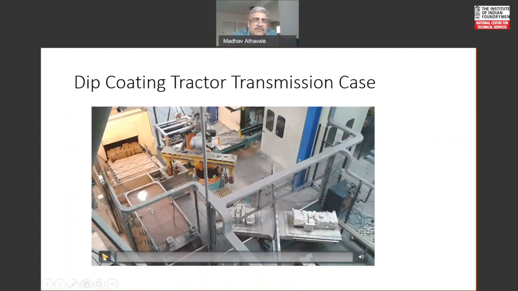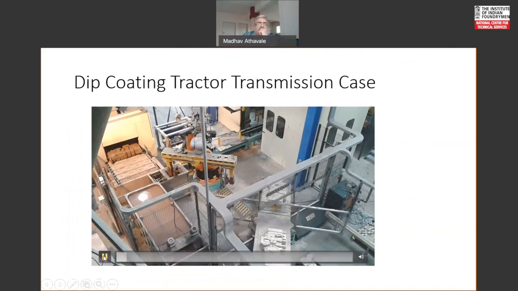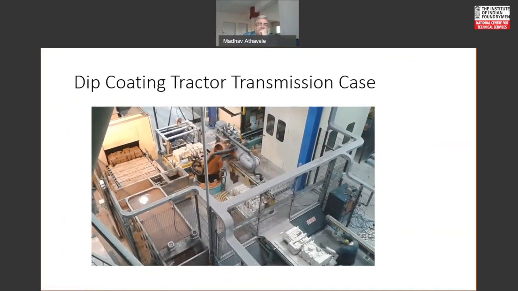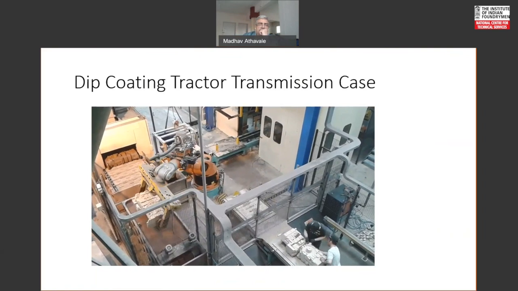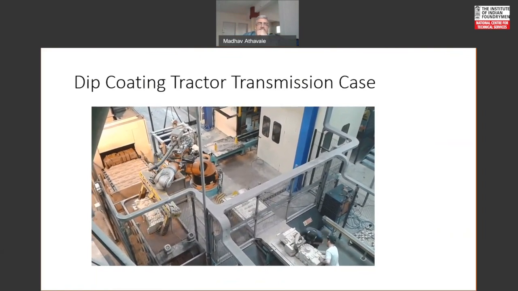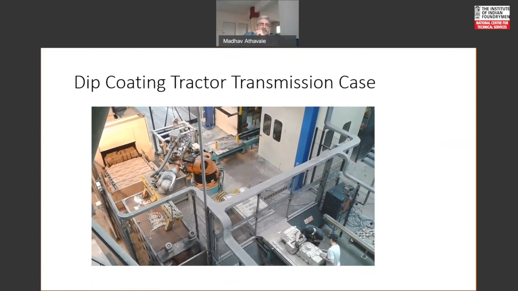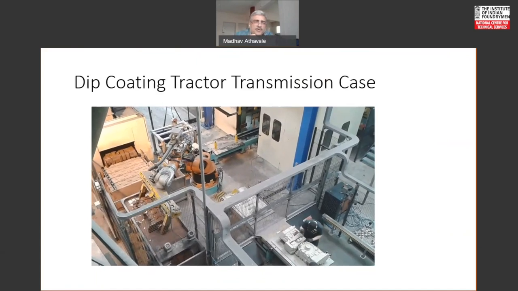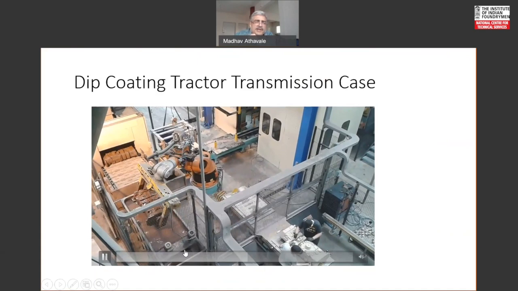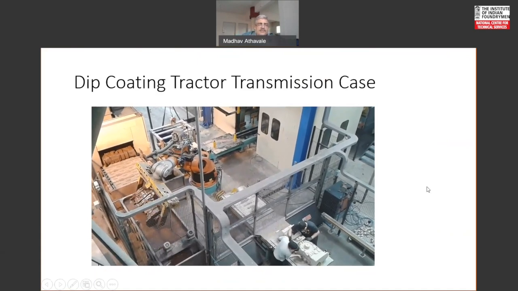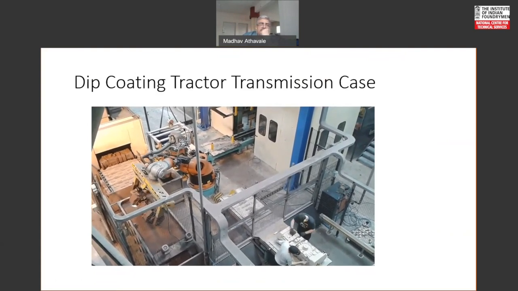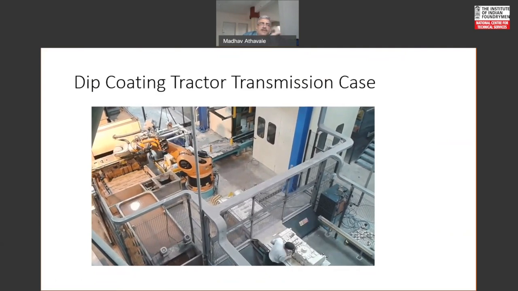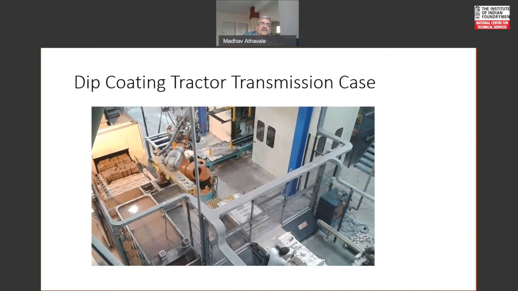Here is another video of dip coating of a tractor transmission case. You can see how carefully it has been planned. The excess flow of the coating is happening from this area. You see these two motors where stirring is happening. In between them, you will find excess flow is going back. The core after dipping is being shaken, held for some time for excess coating to flow off, drip back into the tank, and then it is immediately being placed into a continuous drying oven.